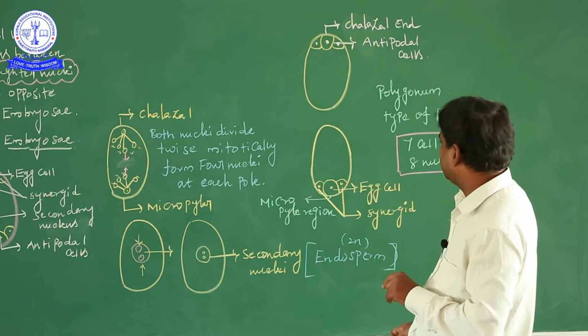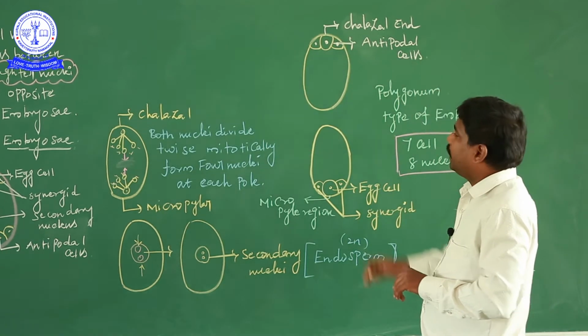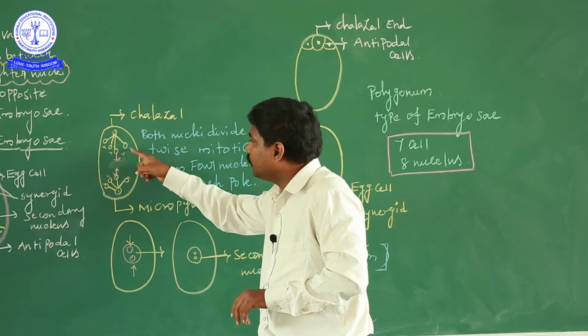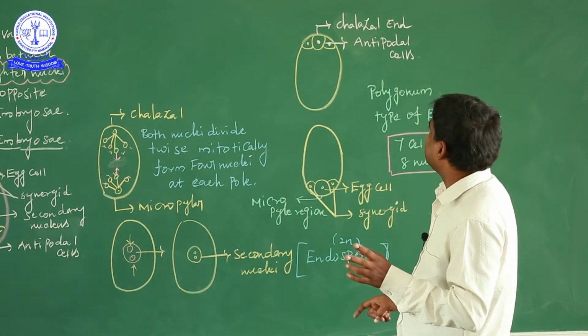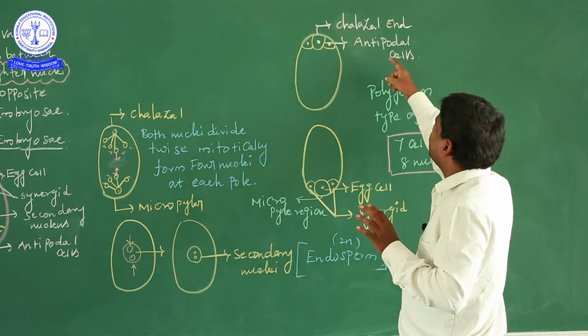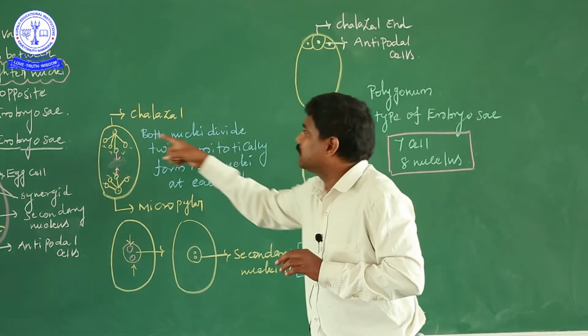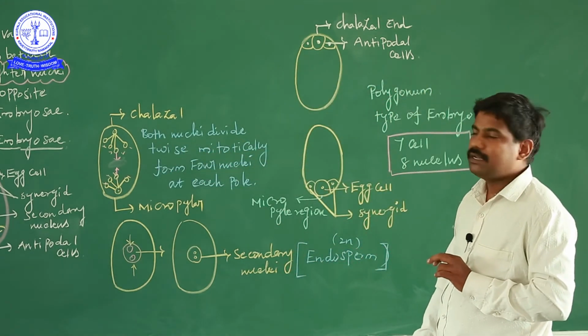And then the other pole, the chalazal end. At the chalazal end, three nuclei are present, as one nucleus is pushed to the center. The remaining three nuclei come to this chalazal end and form the antipodal cells.